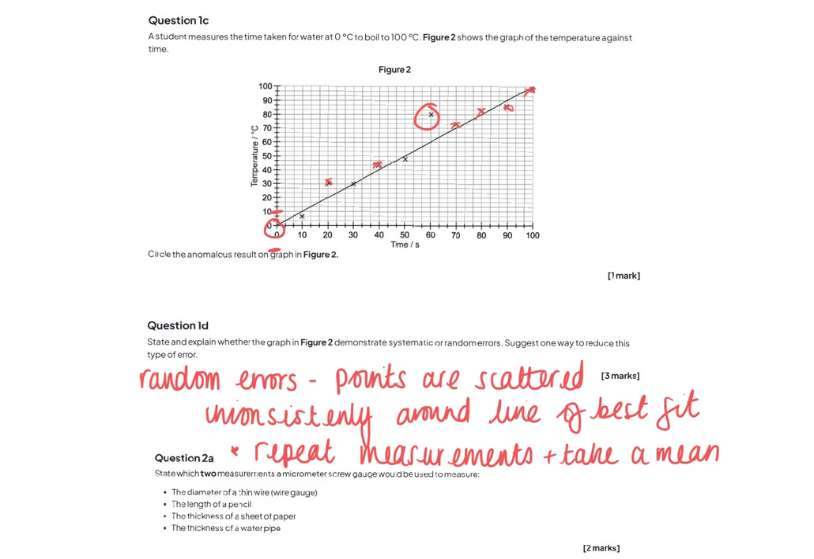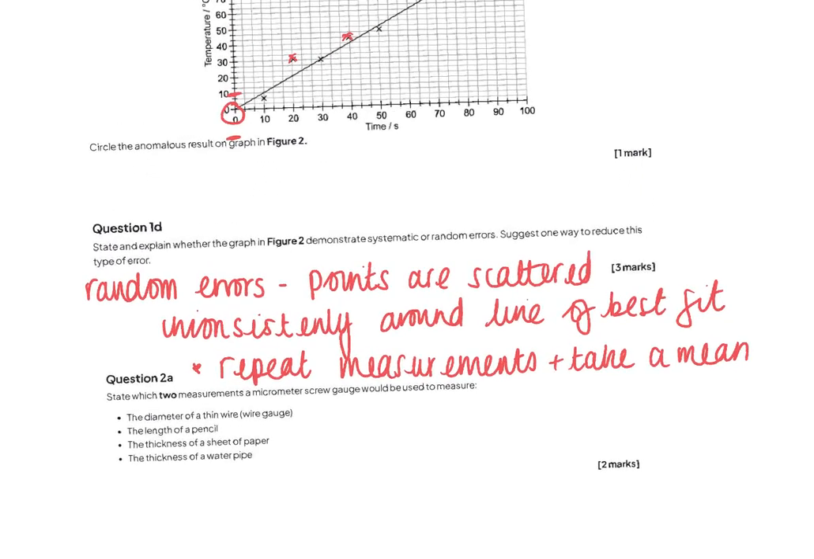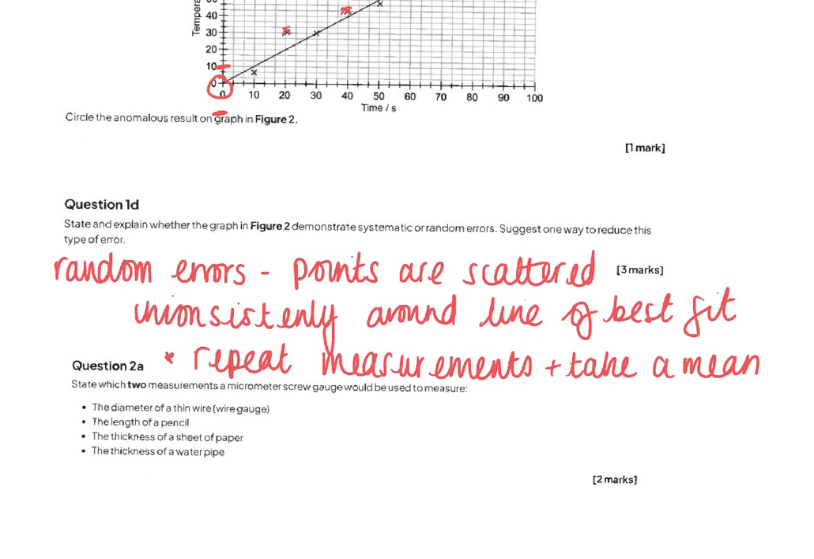Question 2a, state which two measurements a micrometer screw gauge could be used to measure. So you might have used a micrometer screw gauge in class, or we might not have got to that yet. It is made for taking very, very small measurements. So this one would be a good one. The length of a pencil, that's too big. That would be better to use something like a ruler that we use in class. Thickness of a sheet of paper, that would be a good one. And the thickness of a water pipe, that would also be a little bit large for that one. So it is the first one and the third one.